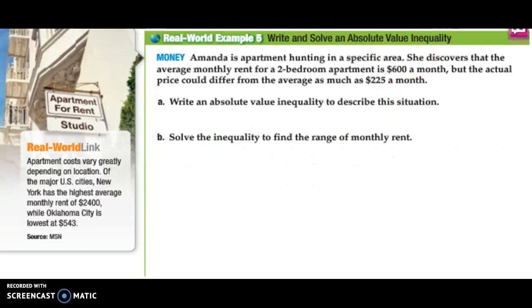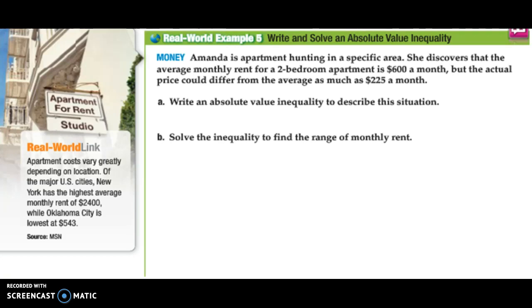Last example we're going to look at. Okay, writing and solving an absolute value inequality. It says Amanda is apartment hunting in a specific area. She discovers that the average monthly rent for a 2-bedroom apartment is $600 a month, but the actual price could differ from the average by as much as $225 a month. Write an absolute value inequality to describe this situation.